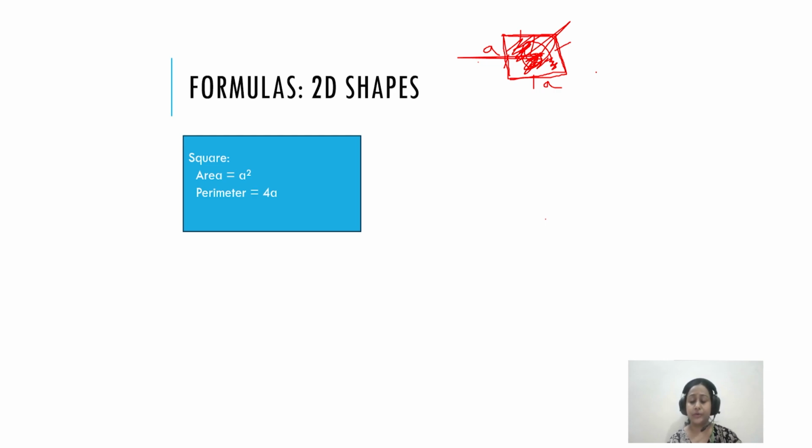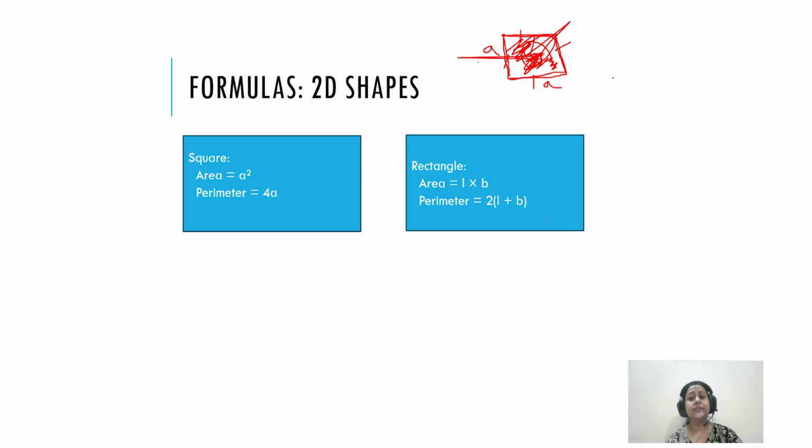We are measuring the outer boundary or outer distance, which is clearly a simple summation of all these sides. Coming to the rectangle, it is length and breadth. In a rectangle, opposite sides are equal. This side and this side are equal, which can be called breadth or length, and the opposite side is equal, and every angle is a right angle. The area, that is the space within this particular rectangle, will be length into breadth. And the perimeter will be 2 into (length plus breadth).